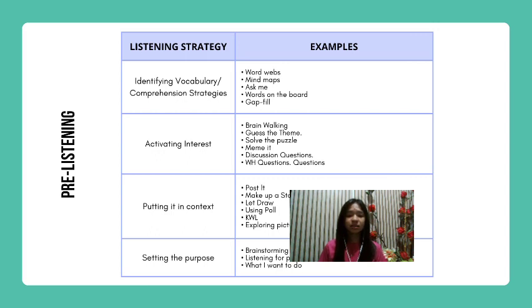Second is guess the theme. Use eye-catching images, graphics, maps, or diagrams related to the listening text as clues to help students guess the theme of the listening text. This not only piques their interest, but it also helps them make connections between the visual cues and the listening material.